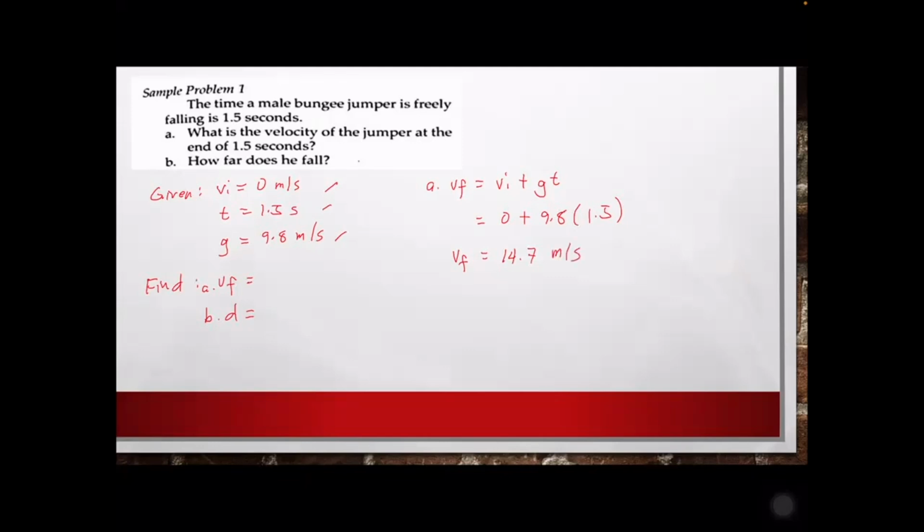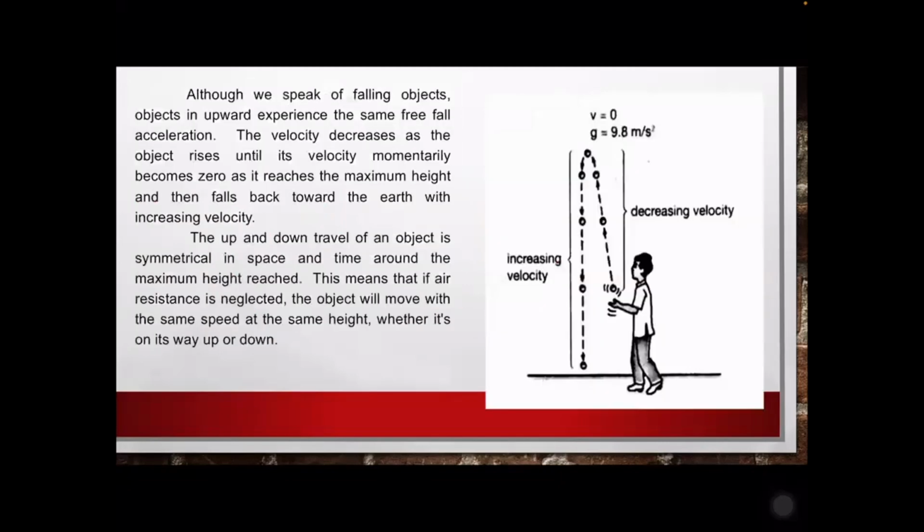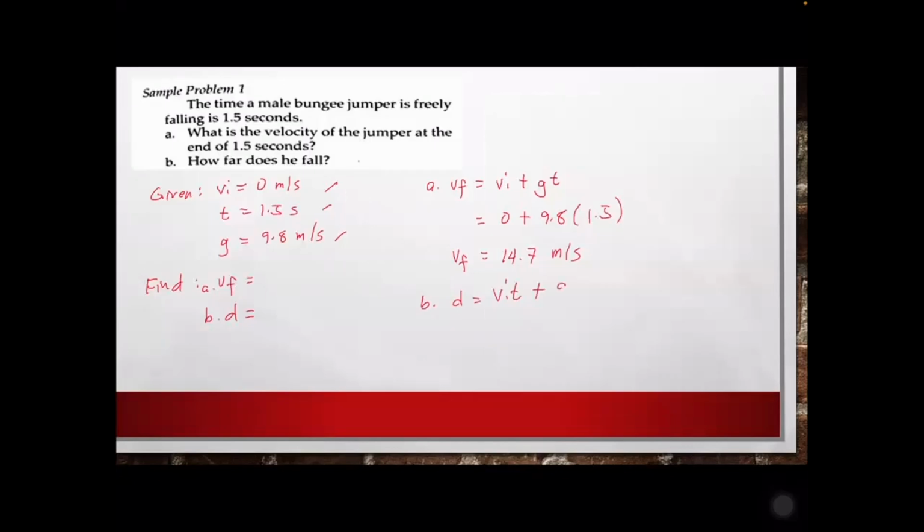Next, for letter B, we are going to find D. What are our givens? The givens are Vi, the T, and the G. To get D, we use Vi times T plus G times T squared over 2. That is the formula we will use.